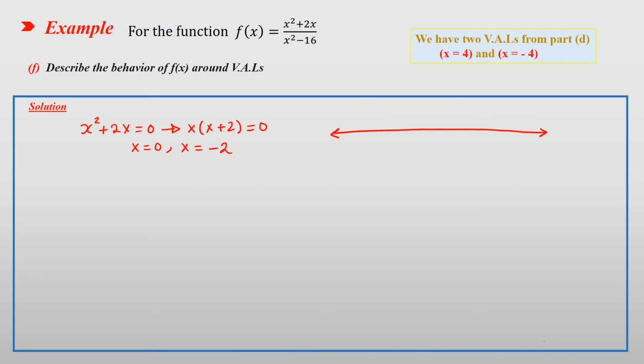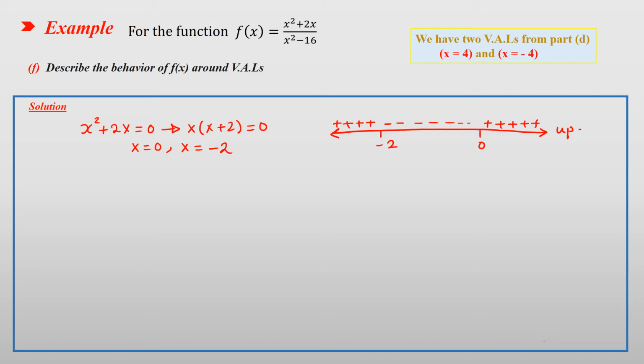So this is the sign of the numerator. We have minus 2 and 0, and since the numerator is a quadratic function, between the two roots we have negative, and outside we have positive.